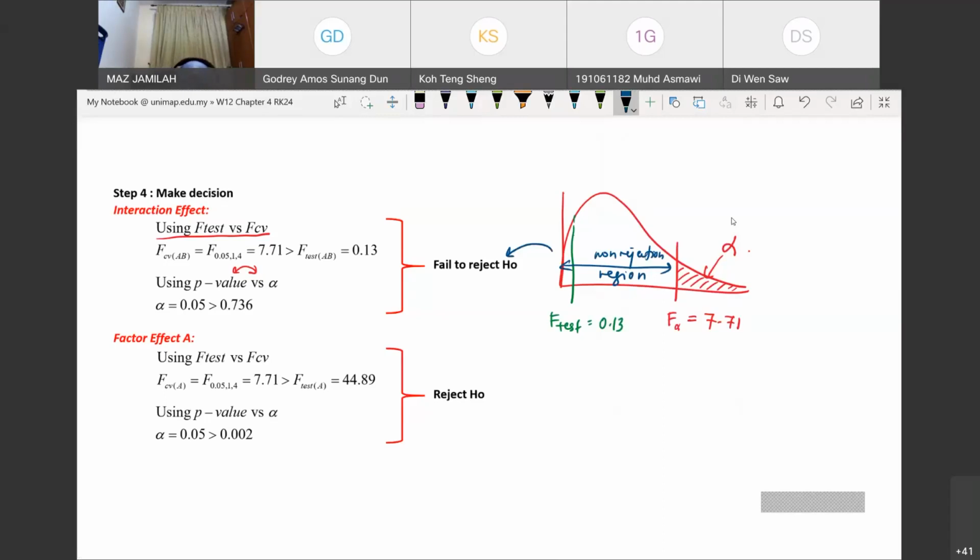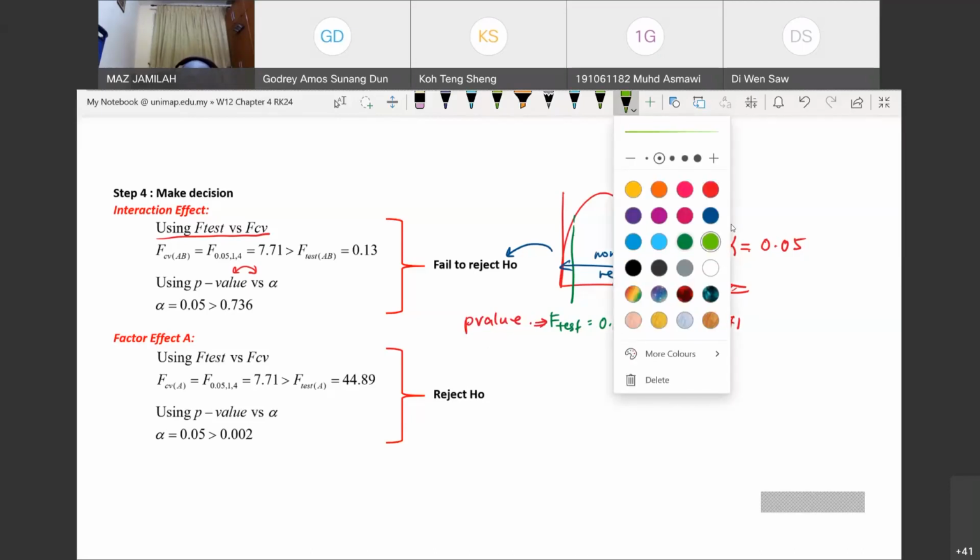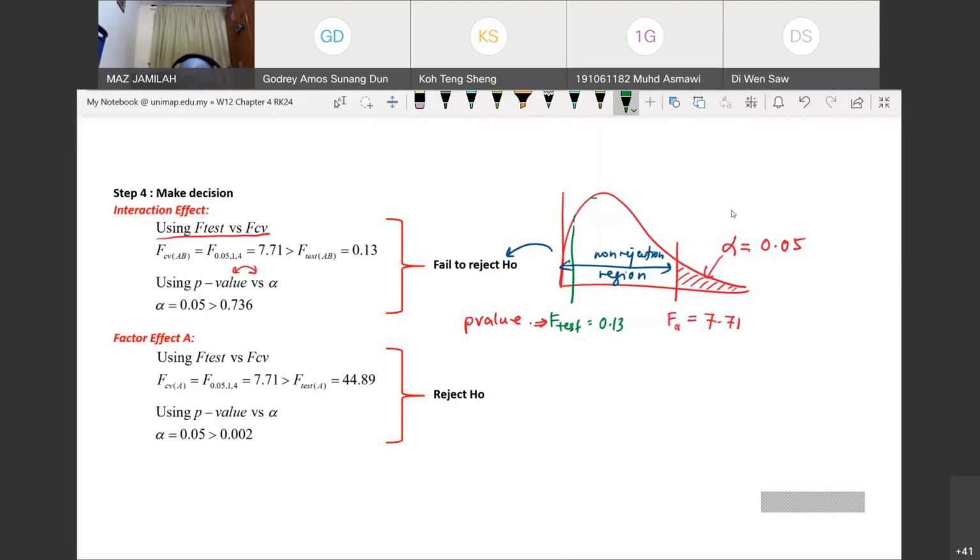Now, what if I'm using my p-value and alpha? Where is my alpha? My alpha is denoted here. This is my 0.05. Where is my p-value? Always remember the p-value is given by the F test. So this is where the p-value is. What is the p-value? It's the probability of rejecting. That will be this particular area. So this is where the p-value lies.